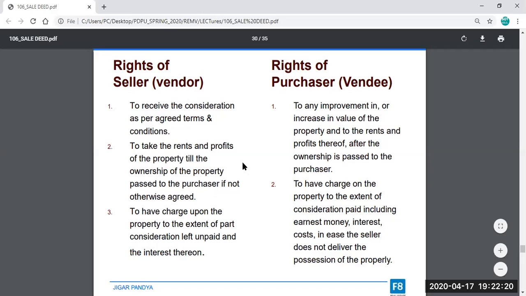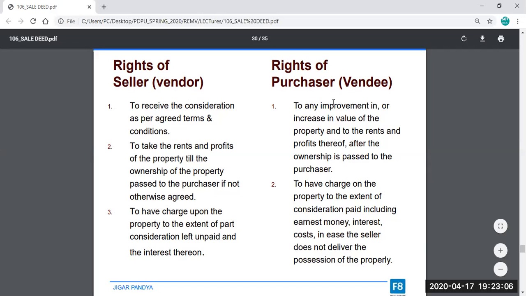To begin with, the rights of the seller: to receive the consideration as per the agreed terms of the condition, to take rents and profit of the property till the ownership of the property is passed to the purchaser if not otherwise agreed, to have charge upon the property to the extent of the part of consideration left unpaid and interest thereon. This means that until the sale is complete, even the vendor, the seller, has a charge on the property. So until 100% is paid up, even the vendor has a charge on the property. So there is a case when two parties have a charge, especially when the sale is in the process.